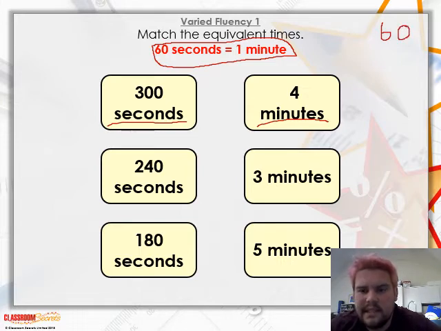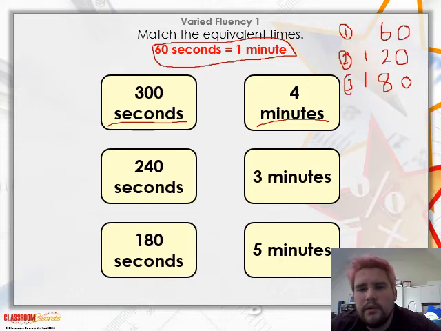So 60 add 60. Well, I'm not quite sure what that is, but I know that 6 add 6 is 12. And they're both 10 times bigger, so let's times it by 10. 60 add 60 is 120. 60 add 120 is 180. And so on and so on. So that would be 1 minute. That's 2 minutes. That's 3 minutes, etc. And you just keep on going.